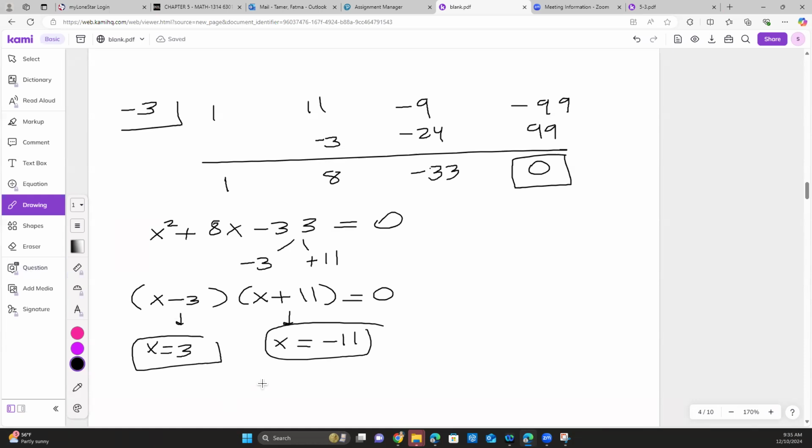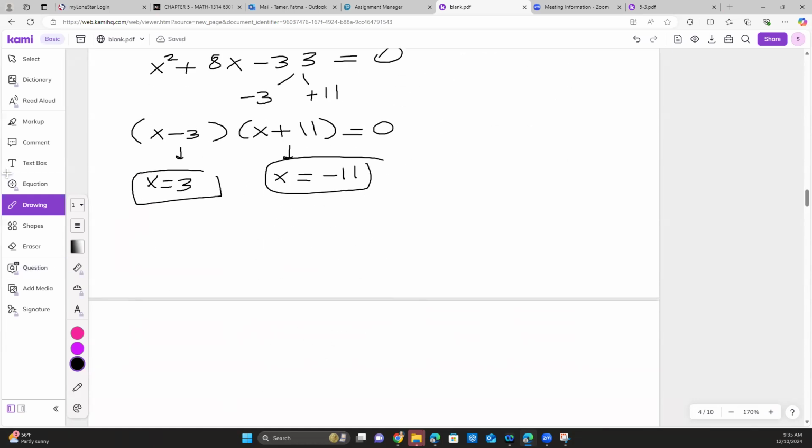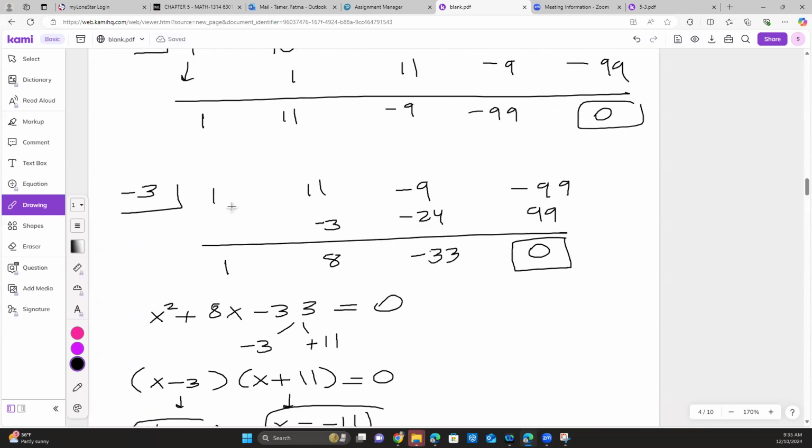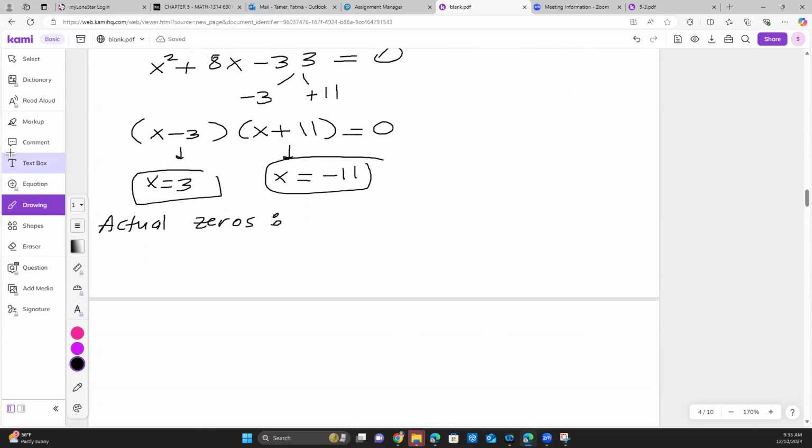So this question was a fourth degree problem. It was a fourth degree function, so it has 4 zeros. The first actual zero we were able to find by guessing is 1. The other actual zero, we found by guessing and checking. And then the third actual zero came from factoring, and the last actual zero came from factoring.